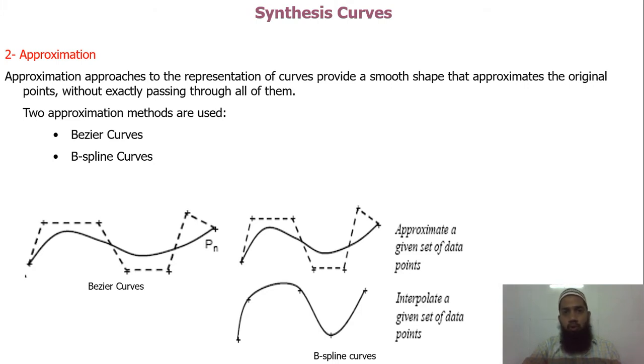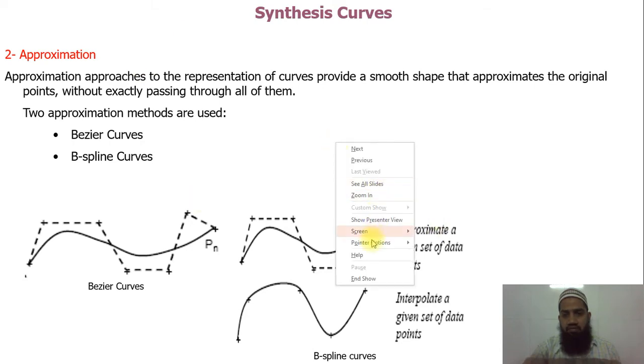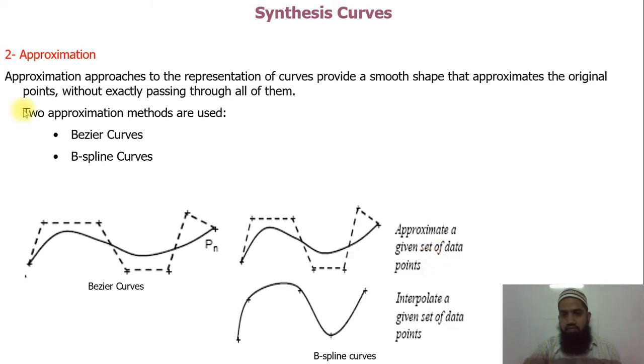Today I am going to start the approximation curves. In the last lecture we had seen our interpolation curves. In the case of interpolation curves, as we all know, the curve passes through all the control points. This is called the control point.